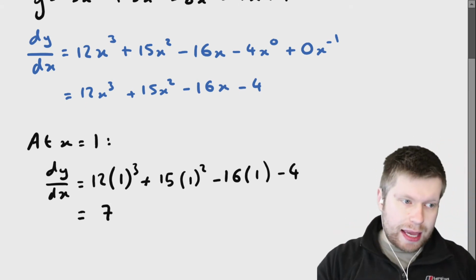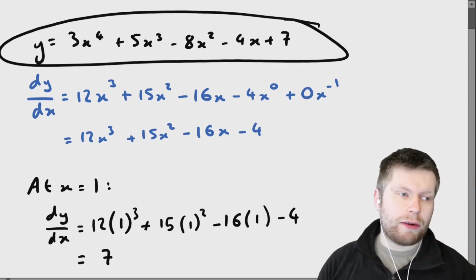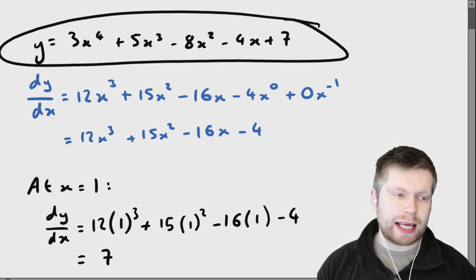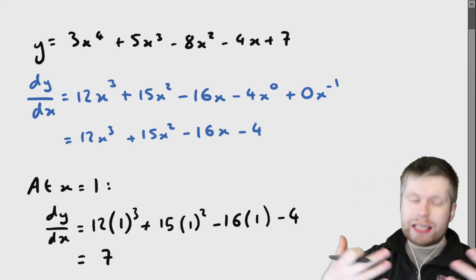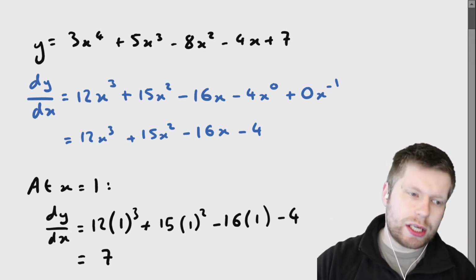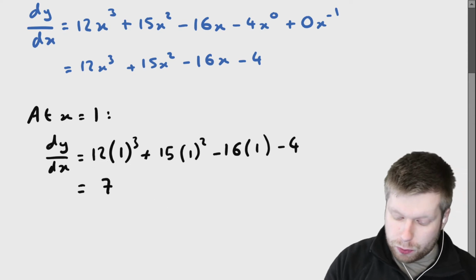So what that literally means is that if I look at this curve, y equals 3x to the power 4 plus 5x cubed minus 8x squared minus 4x plus 7, and I want to find the gradient of the tangent, the gradient of the curve at the point x equals 1, it is going to be 7, okay?